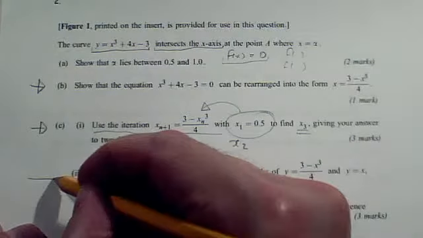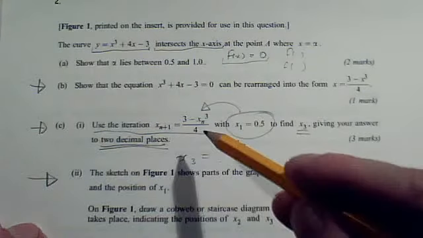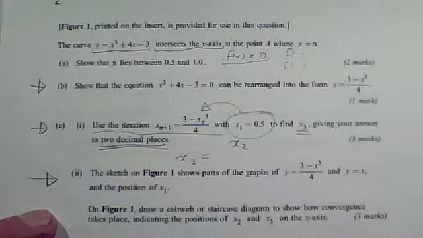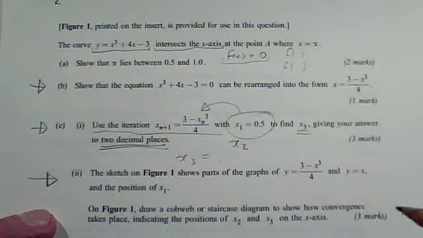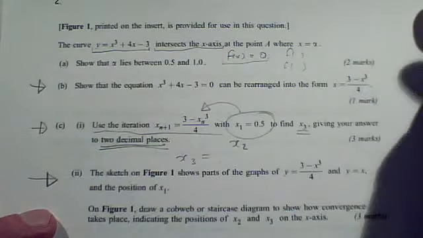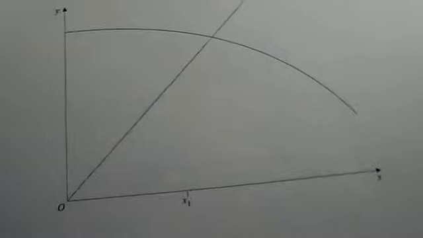Okay, and another re-entry point. It's to do with what you've just done, but you don't have to have done that successfully in order to draw your cobweb or staircase diagram. So start from the given x1, that picture somewhere here, there it is, drawing a cobweb or staircase diagram.